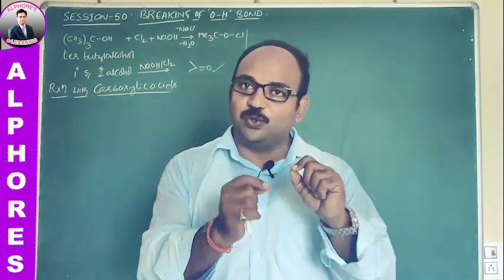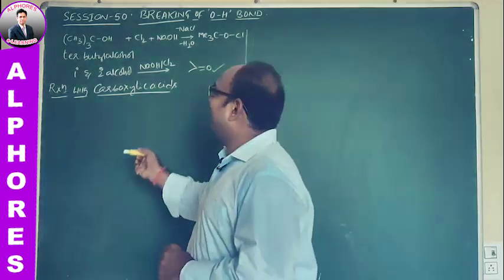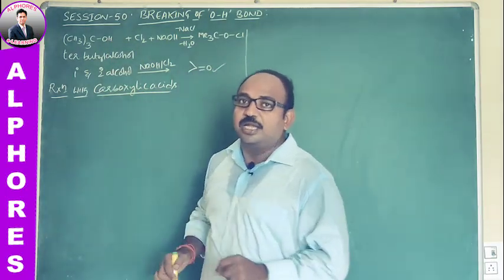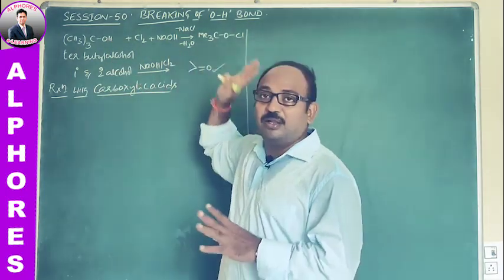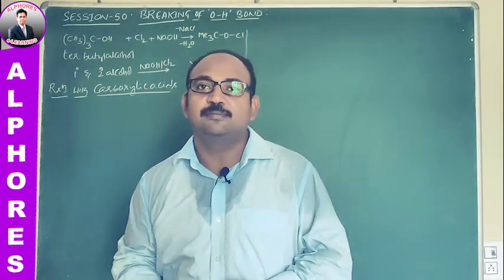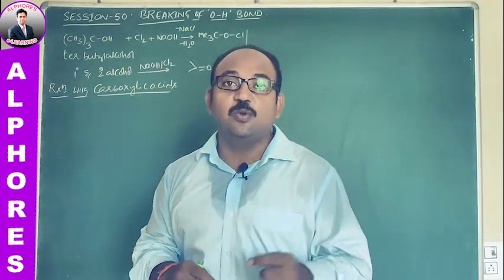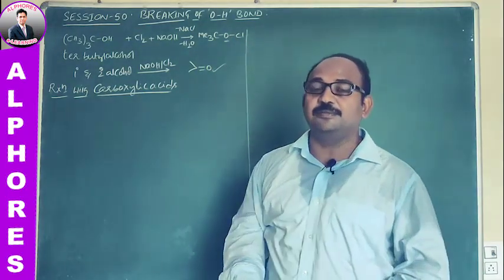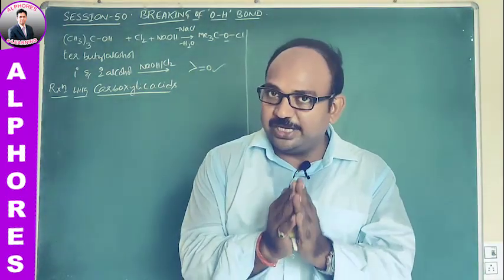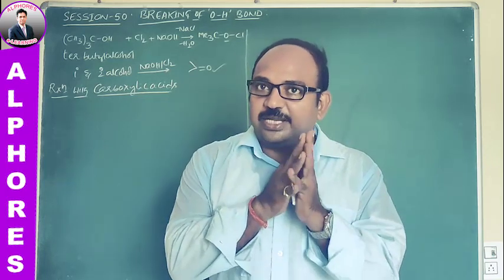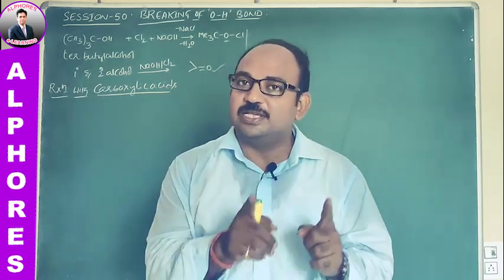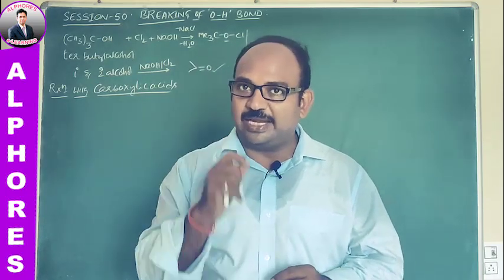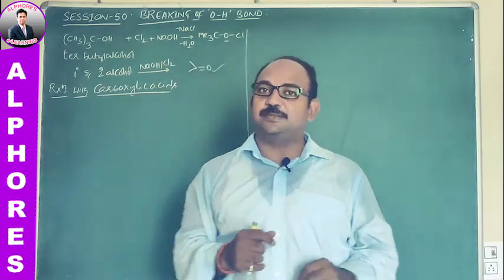But what we should learn here is tertiary alcohol. Let us consider tertiary butyl alcohol. Tertiary butyl alcohol upon reaction with chlorine in presence of NaOH undergoes halogenation at oxygen. So halogenation at oxygen takes place, which is nothing but electrophilic substitution at oxygen. Try to write the mechanism of how that proceeds.